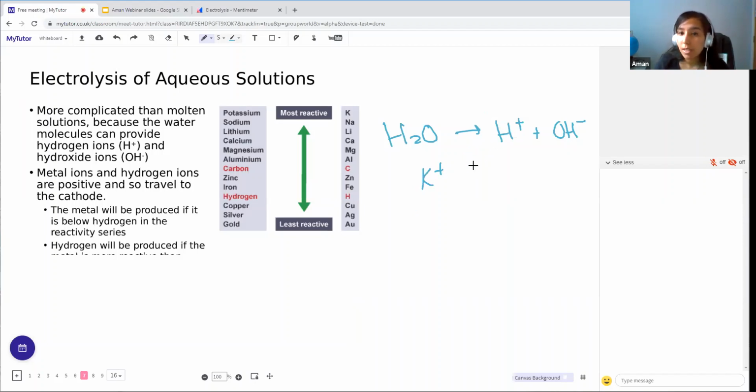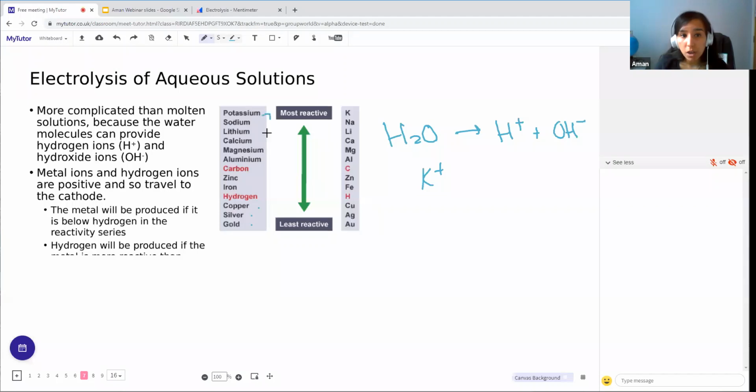Because they're both attracted to the cathode. So essentially, we could form hydrogen at the cathode, or we could form potassium. And what's really important is that we know which is formed, and there's a rule for it. The rule is that the metal will be produced if it is below hydrogen in the reactivity series. So essentially, if it's copper, silver, or gold, the metal will be produced.